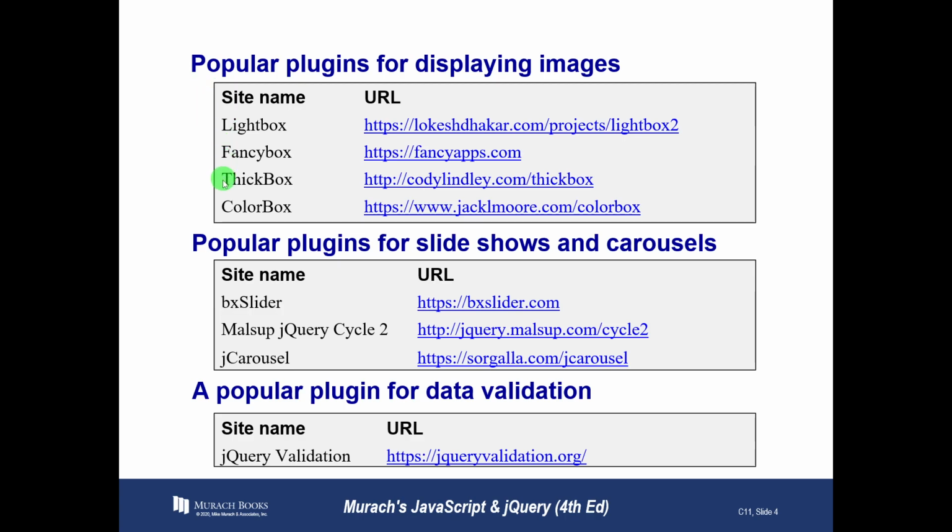Fancy Box, Thick Box, Color Box, there are other ones. Box Slider is very popular for doing carousels and slideshows. But also jCarousel is out there. That's a very popular one too. I am not familiar with Mouse Up jQuery Cycle 2. There's also jQuery plugins for doing data validation, so you don't have to write all your data validation from scratch.